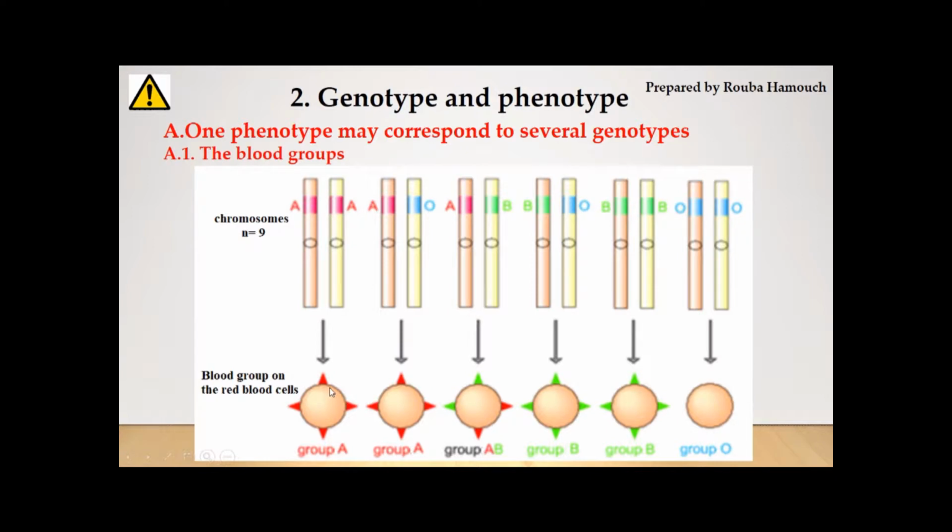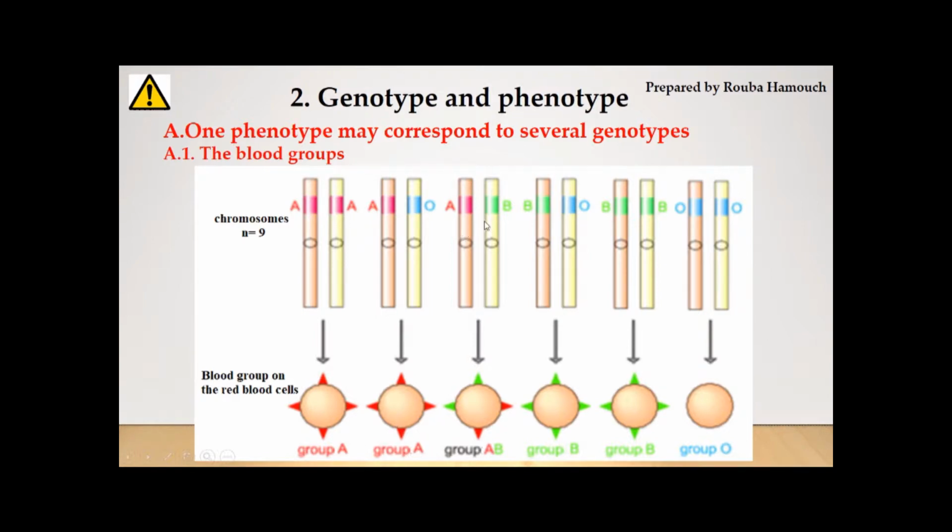Now, to explain the presence of antigens on the surface of red blood cells, we must study the genotype of the individual. If we have a homozygous individual AA having same alleles, which are the allele A here and allele A here, so we have surely the expression of antigen A and we are of group A. And if allele A is found with allele O, since allele O is recessive, only allele A will be expressed. So we also have antigen A and we are in group A.